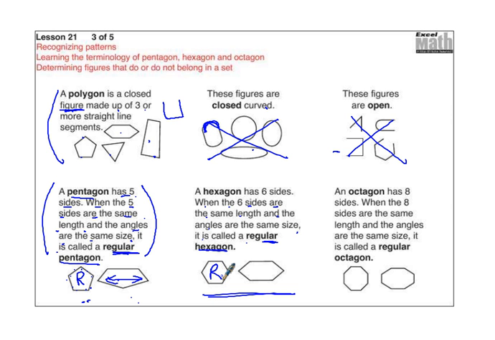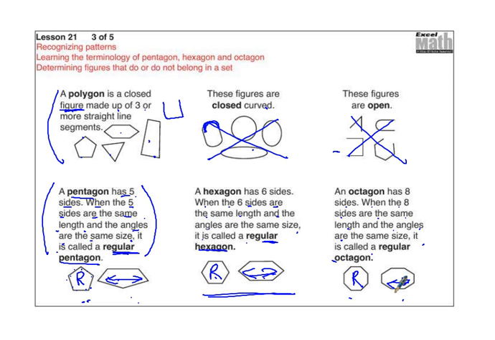Okay, you should have put an R right here because that's a regular hexagon. That one's not. It's a little bit stretched out, just like that other shape. All right, an octagon has 8 sides, like an octopus has 8 arms. When the 8 sides have the same length and the angles are the same size, it is called a regular octagon. So again, put an R on the regular octagon and pause the video, turn it back on when you're ready for the solution. All right, you should have put an R on that one.